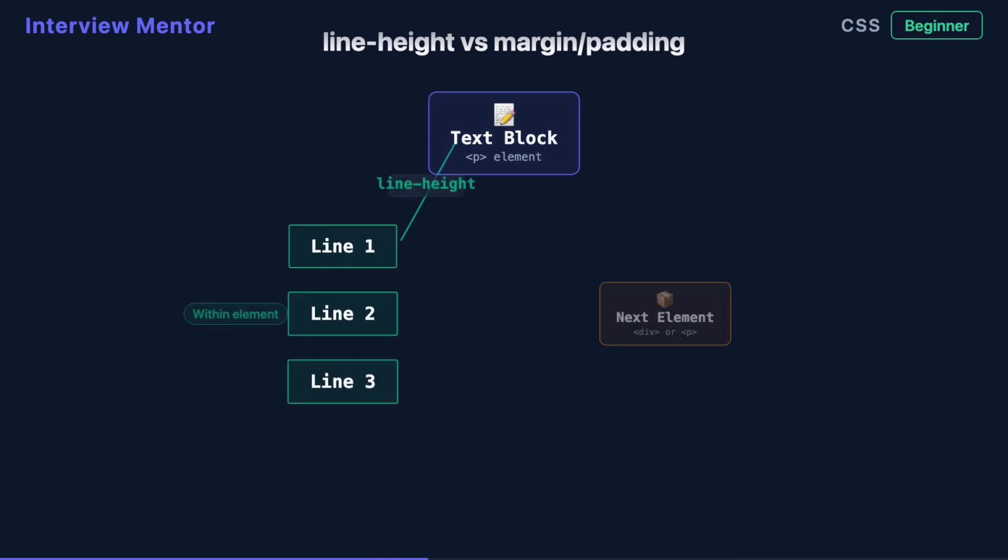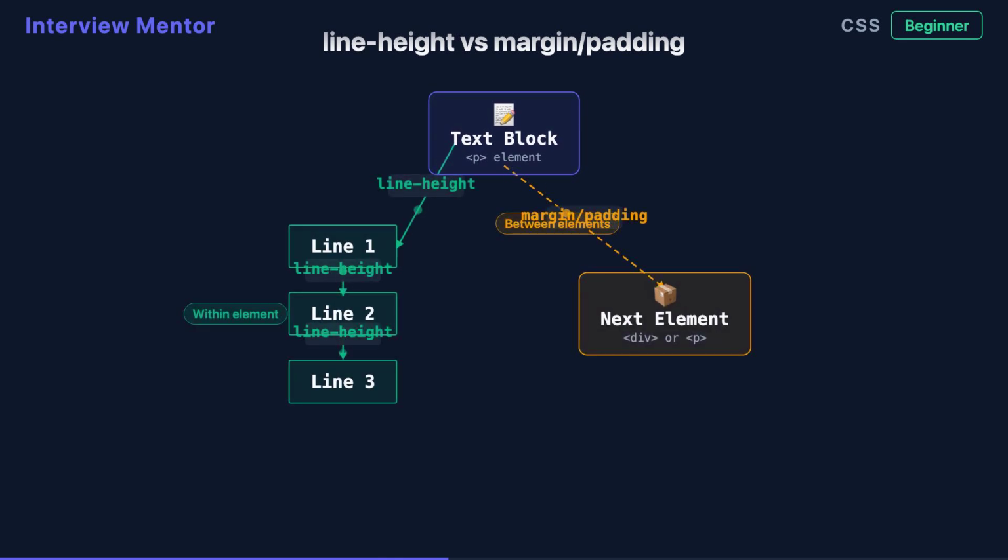It's crucial to understand that line height is different from margin and padding. Line height controls space between lines within the same block of text. Margin and padding control space between separate elements. If you try to use margin to space out lines, you are actually spacing out entire paragraphs or elements, not the individual lines inside them.